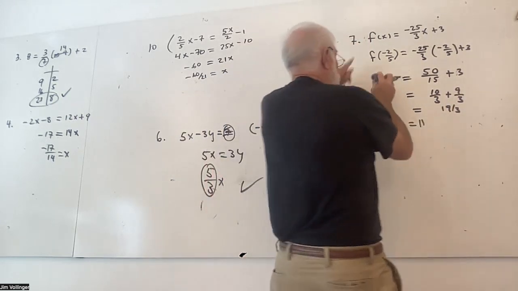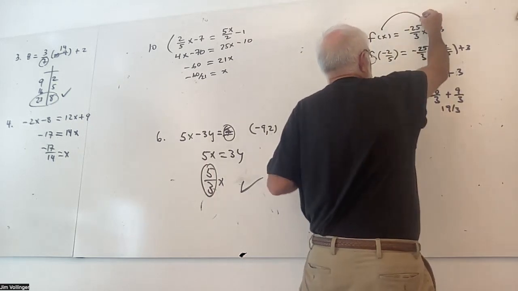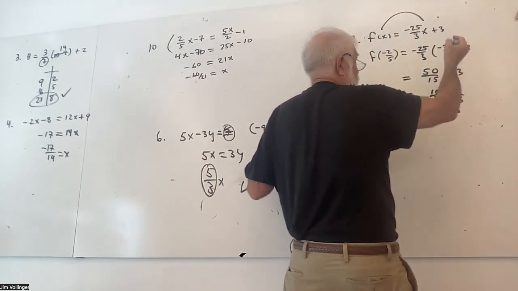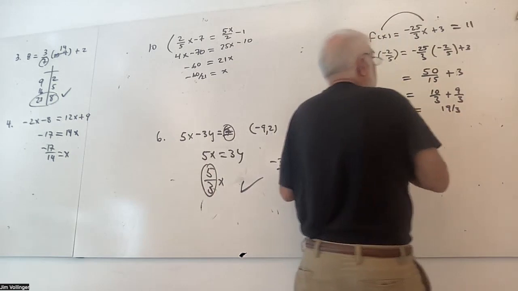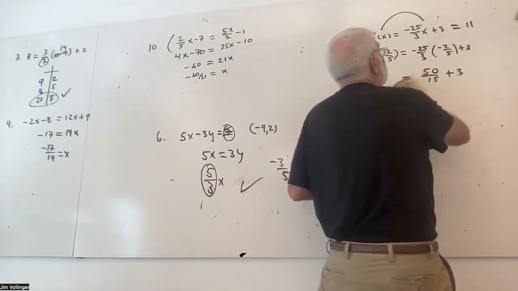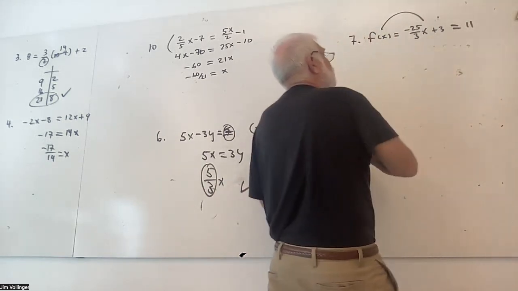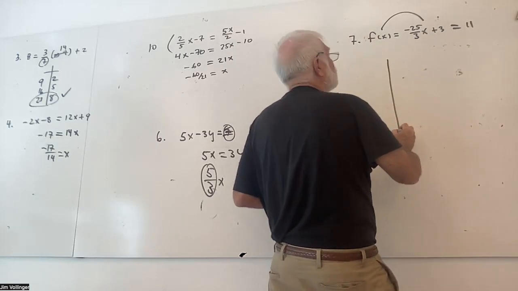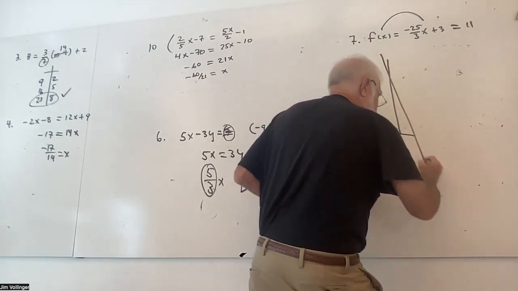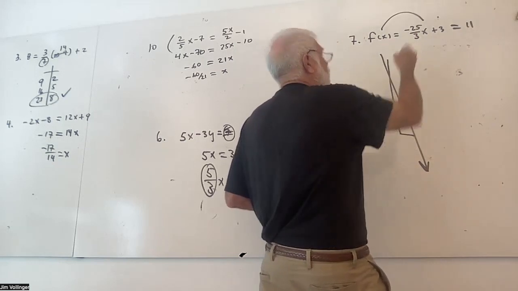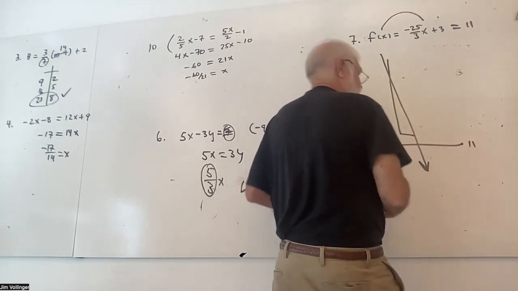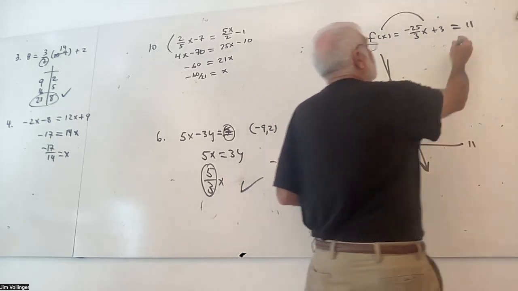Now f of x equals this. Okay, and if we want f of x equals 11, then this thing equals 11. And now we have a snapshot. All right, so what is minus 25 over 3? It's a line. Down 25 over 3. It's a pretty steep decreasing line. And at some point, this thing hits a height of 11. All right, let's find out when.